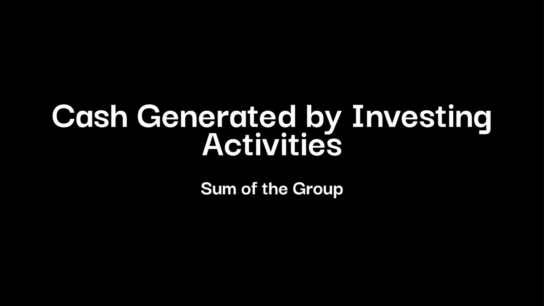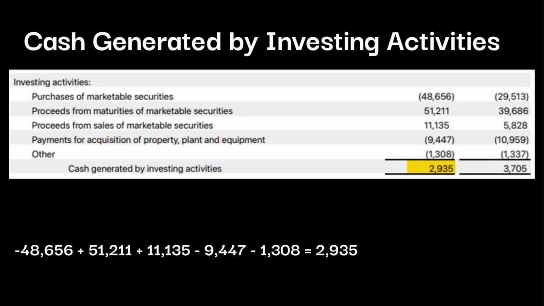Let's take a look at the sum of this group. So we get 2935, positive number. So you add up 48,656, 51,211, 11,135, negative 9447, minus 1308, and you get that final value of 2935.